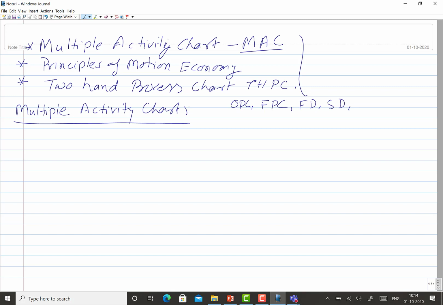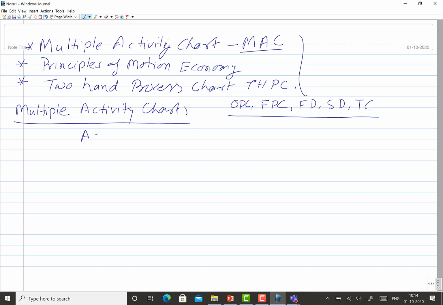And thereafter we also talked about the travel chart, where movement of material was taking place in case of material handling. So in all these cases, some kind of movement was involved across the floor or across the plant itself. Here, this multiple activity chart talks about the activities when the movement is not involved.